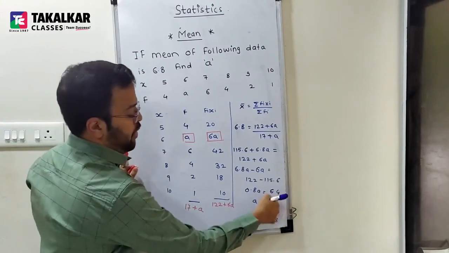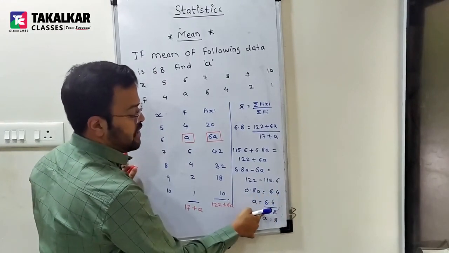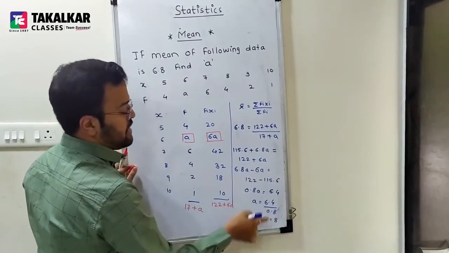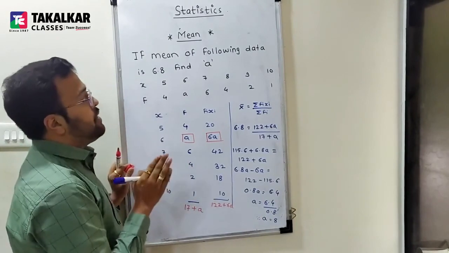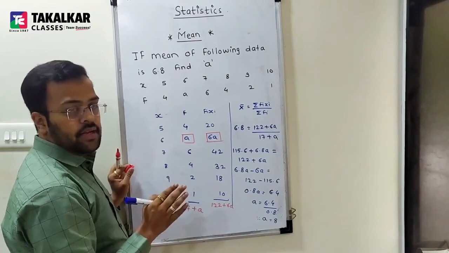I have shifted the decimal point. So this will be 64 upon 8. 8 ones are 8, 8 eights are 64. Clear? Now this is all about the direct method. Any doubt?